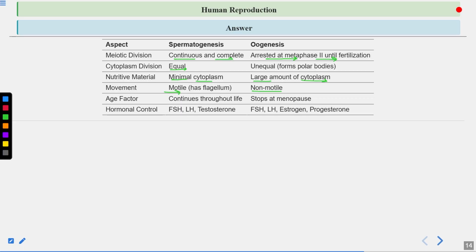Then spermatogenesis continues throughout life. Sperm formation occurs throughout life, but the sperms are not that viable. Then oogenesis stops at menopause, which is at around 50 years of age in females.